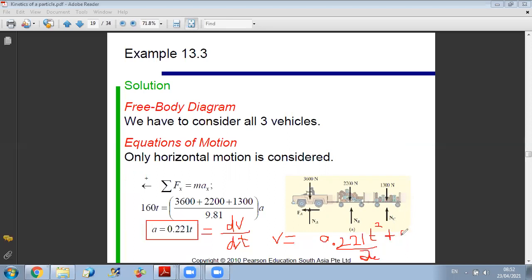To get the constant, we need a boundary condition. Since they said here it's starting from rest, the boundary condition will be at t equals 0, v equals 0. So if you replace this condition in your equation, your constant will be 0. This will allow you to get the general relation of v with respect to time, and then you can replace t by 2 seconds to get the velocity after 2 seconds.